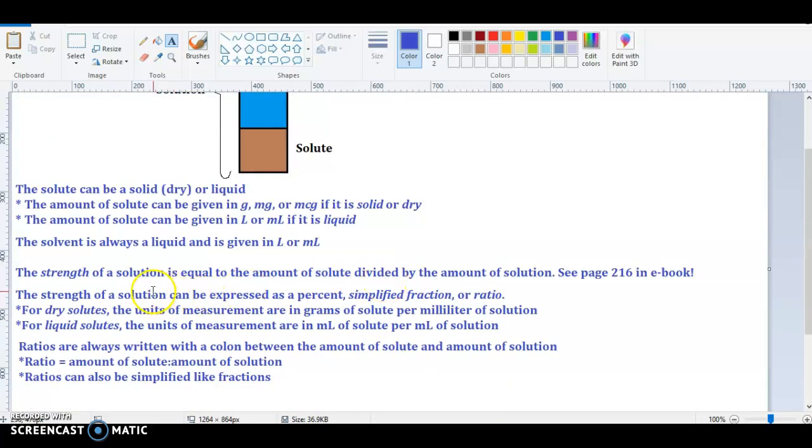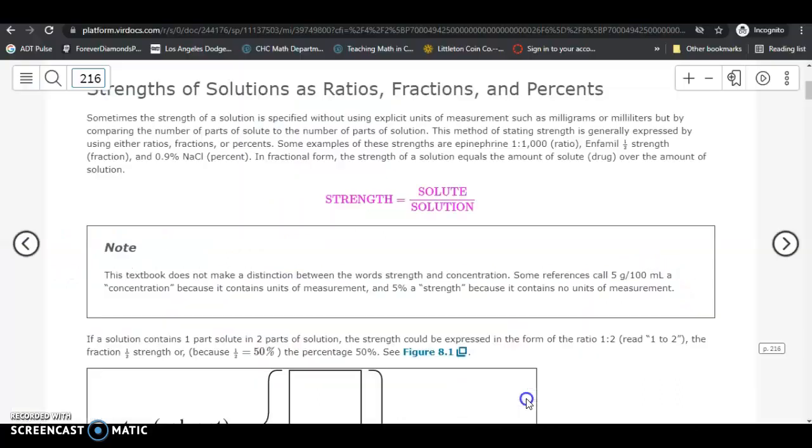Okay, so the important thing to know about solutions is that the strength of a solution is equal to the amount of solute divided by the amount of solution. And you can see the simple formula on page 216 of the ebook. Okay, here it is. So the strength of a solution is the solute divided by solution.